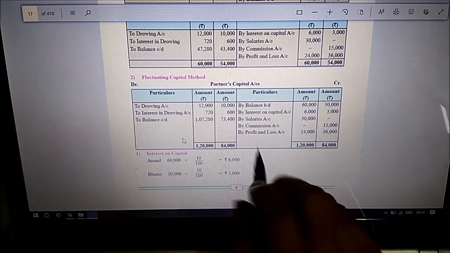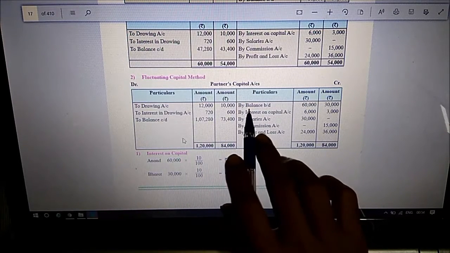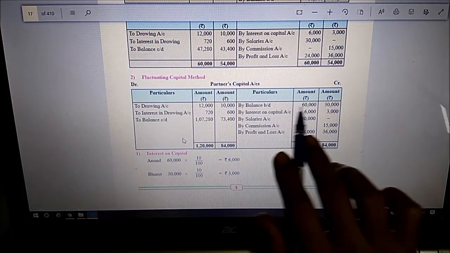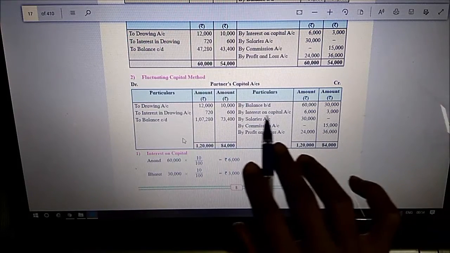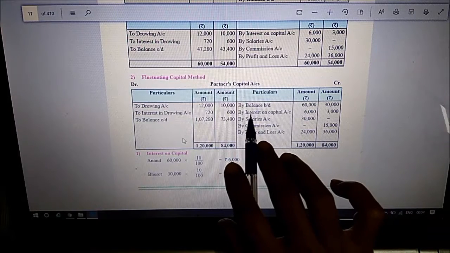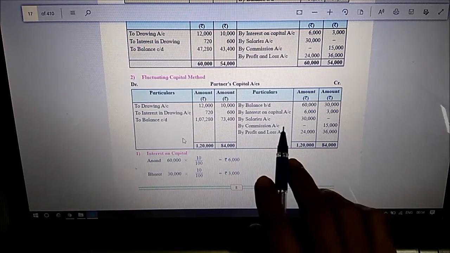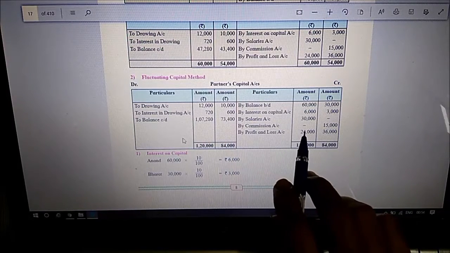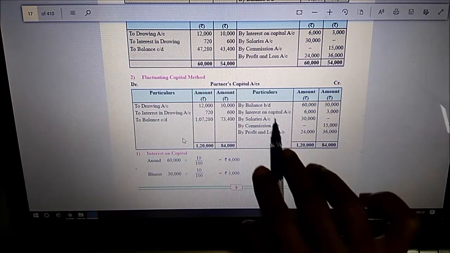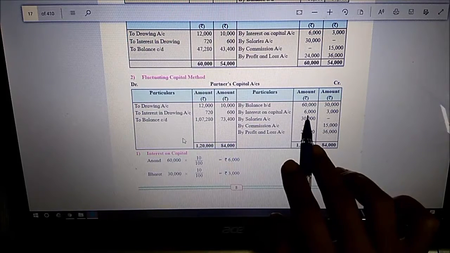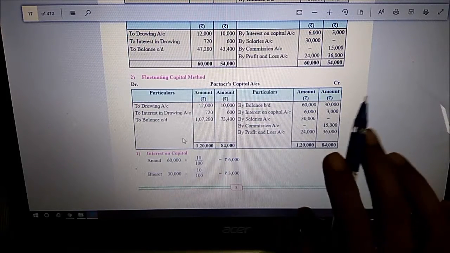By balance brought down, how much capital was invested in the business? Anand and Bharat invested 60,000 and 30,000. Then we calculate the interest on capital account on 60,000 and 30,000. It was a 10% calculation, 10% charged on the capital. So we got 6,000 and 3,000.